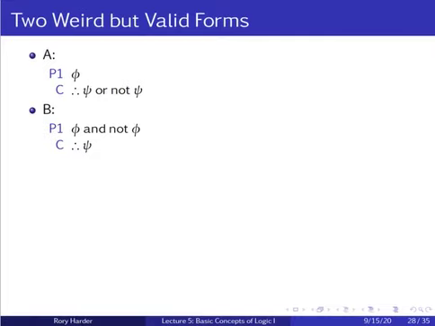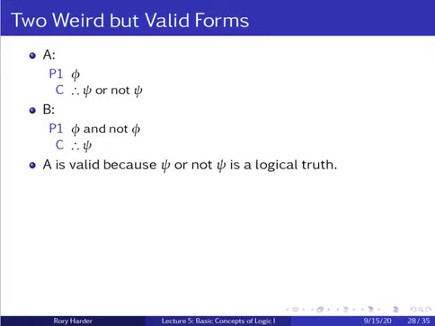And here's a second very weird but valid form. If our premise is of the following form, phi and not phi, then no matter what the conclusion is whatsoever, we'll have a valid argument. So why is this? When we turn to the semantics of our formal logic in a couple of weeks, we'll be able to see more clearly why this is. But here is an informal explanation for now.